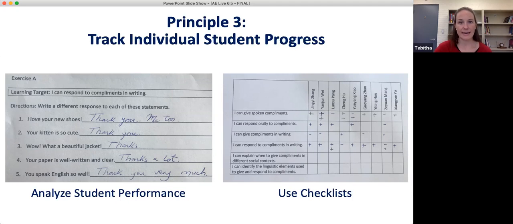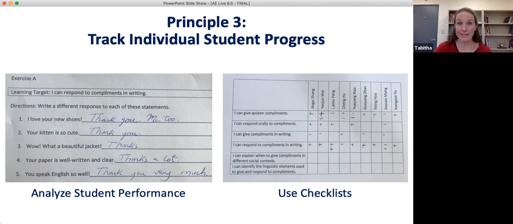So in the example you'll see on the slide here, exercise A, the teacher has prepared an exercise for students to practice the learning target. I can respond to compliments in writing. And the directions say, write a different response for each of these statements. So the student has written, "Thank you, me too, thank you, thanks, thanks a lot, thank you very much." So this student is able to write responses to those statements, but they're actually just all variations on thank you. So maybe this student doesn't actually have very strong abilities to respond in different ways to different types of compliments. So if the student received compliment 2, your kitten is so cute, it would be very logical to say like, yes, I love her so much. Something like that would be a little bit more logical.